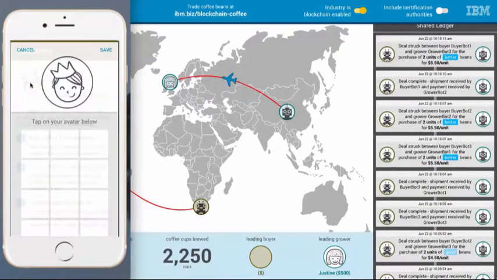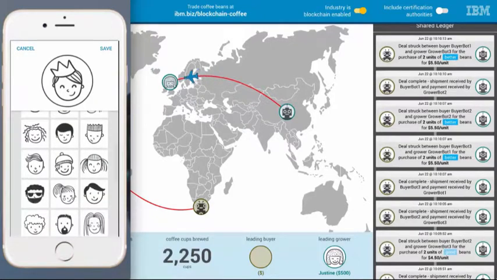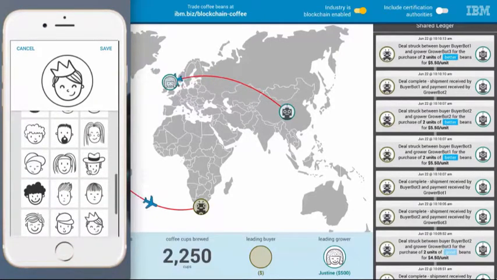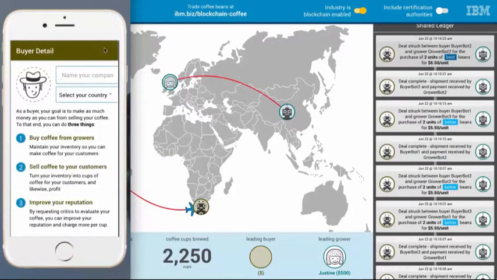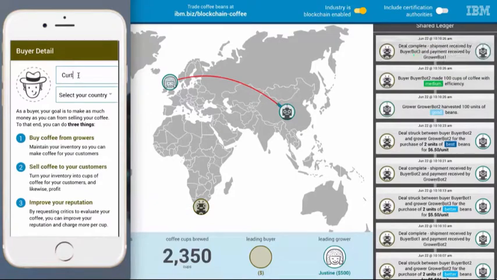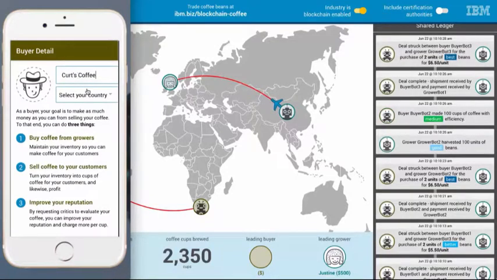So if you tap on the picture, you get to pick who you look like or who you want to look like, and this will determine how your face shows up on our map. I like this guy with the hat, so I'm going to pick him, and then you can name your coffee company. I'm going to be Kurt's Coffee.